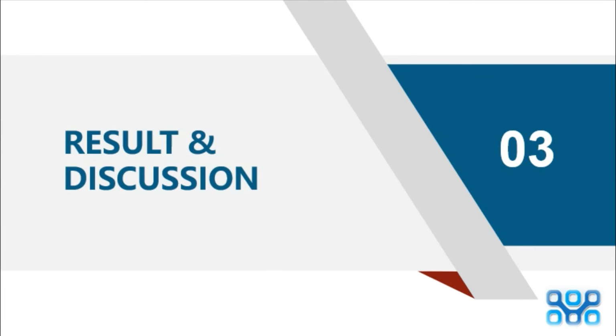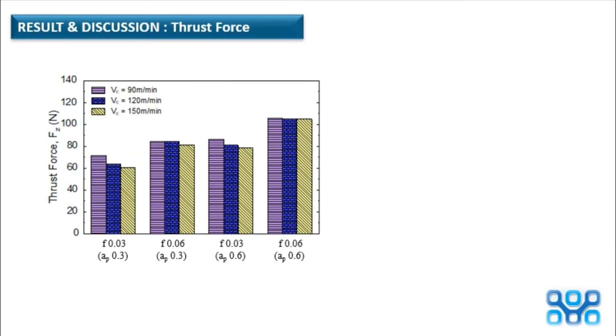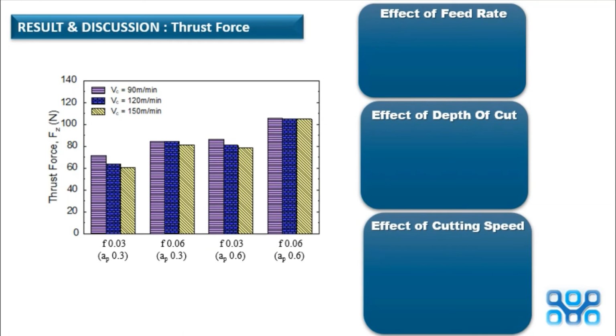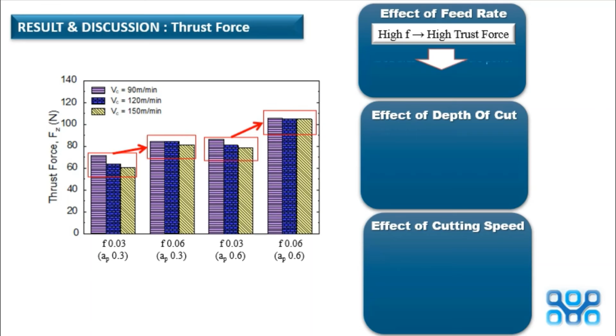We go to the third content, that is result and discussion. First of all, we look at the thrust force. We will evaluate three factors: effect of feed rate, effect of depth of cut, and effect of cutting speed. From the graph we can see that high feed rate will produce high thrust force. This is because a larger instantaneous cutting area requires more power.